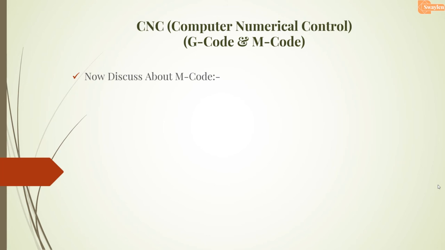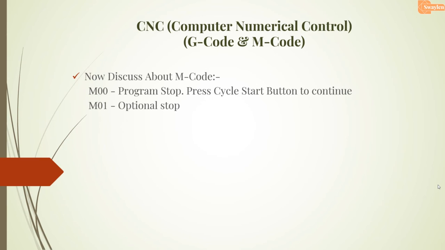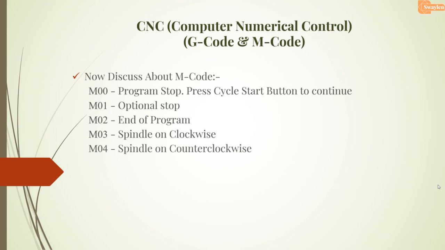Okay. So next, now we will discuss about the M code. So what is the full form of M code? M code means miscellaneous code. First of all, M00 for program stop, and press cycle start button to continue. M01 optional stop. M02 end of program. M03 spindle on clockwise. M04 spindle on but counterclockwise.